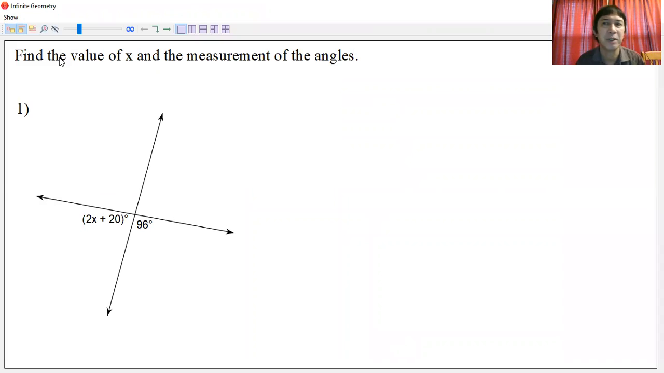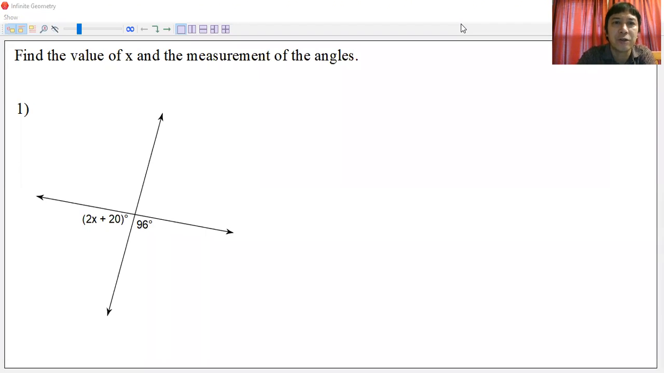Okay, here's going to be a presentation view. Find the value of x and the measurement of the angles. All right, so this first number indicates a linear pair. The two angles form a straight angle. And so we shall find the x and then the measurement of each of the angles.